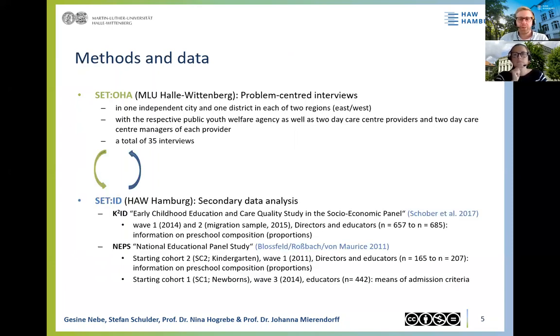In set ID, we drew on survey results from national level data. First, the Early Childhood Education and Care Quality Study in the Socio-Economic Panel, short K2ID. Second, the National Education Panel Study, NEPS. And using both datasets, we are able to make statements about the composition and admission criteria for about 165 to 685 childcare centers.